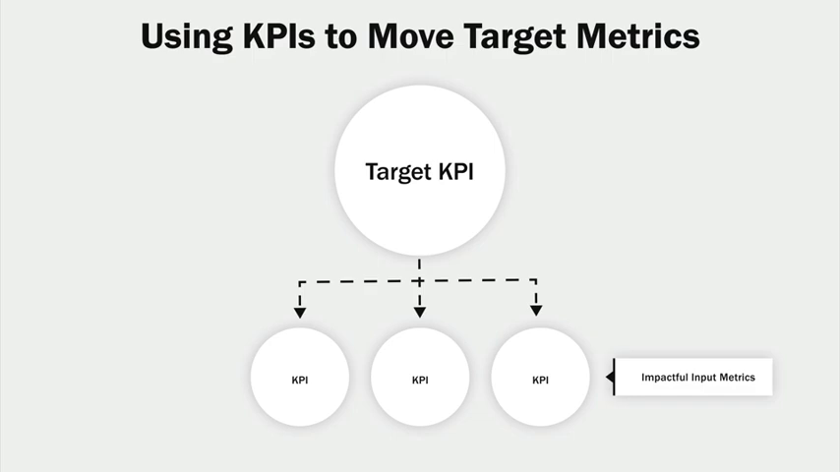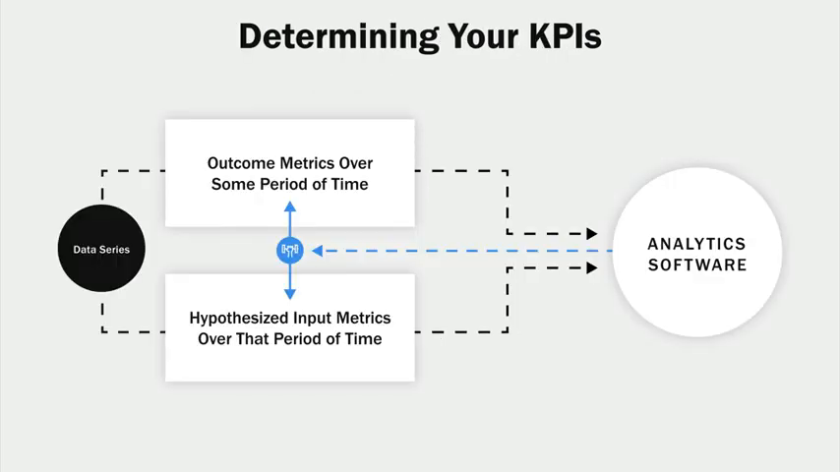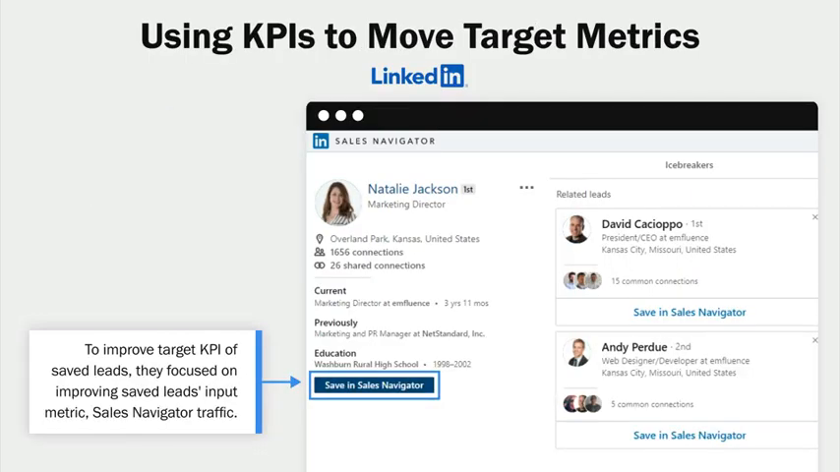1. Develop a driver tree to find input metrics, and 2. Run correlation analyses as needed to determine which input metrics are the KPIs. You then focus your business lens on improving these.